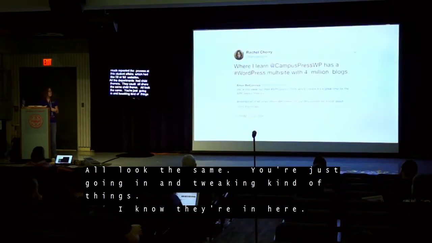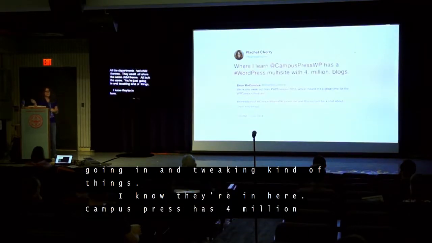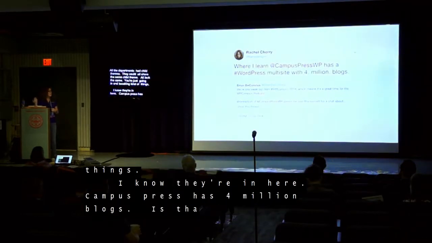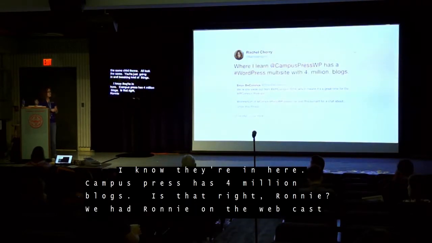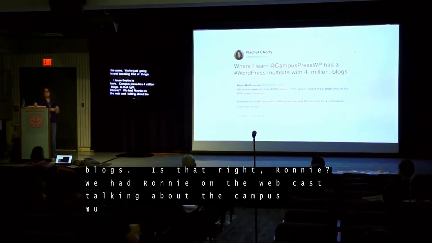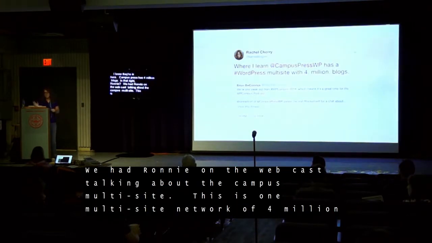I know Ronnie's in here. Campus Press has a WordPress multi-site platform with 4 million blogs. Is that still right, Ronnie? Okay. We had Ronnie on our podcast a few weeks back where they talked about Campus Press's multi-site platform. It's been around for a while. And this is one multi-site network with 4 million blogs, which is just insane.